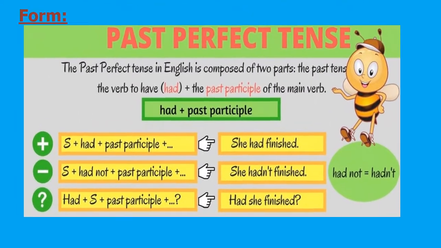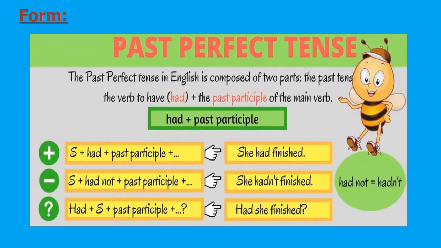What is the form of the past perfect? How can I form a sentence in the past perfect? Okay, the past perfect tense in English is composed of two parts. The past tense, had, the past form of have and has, plus the past participle of the main verb. So the form here is had plus past participle.